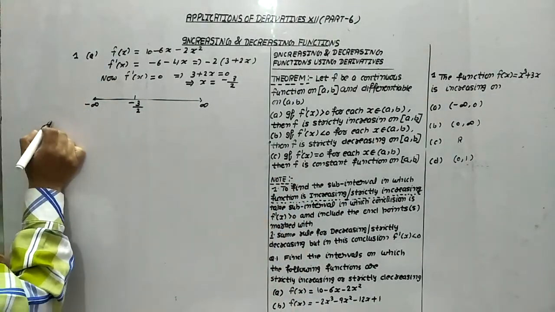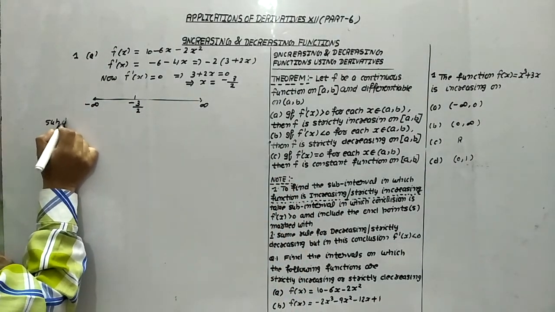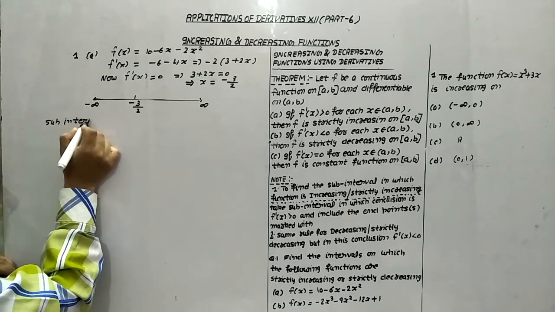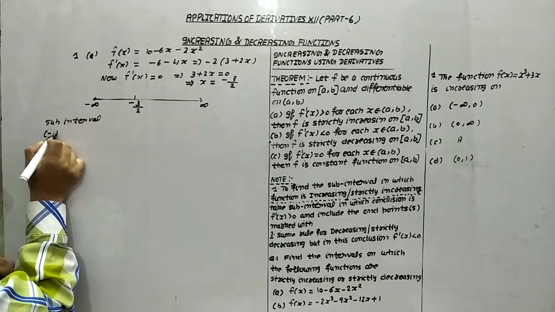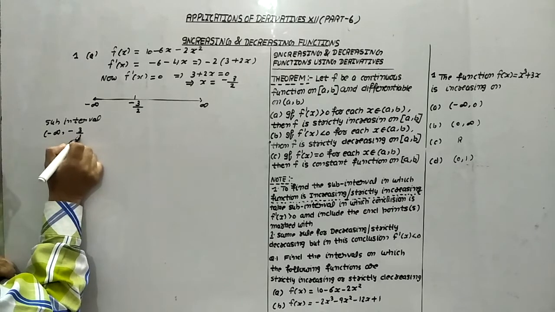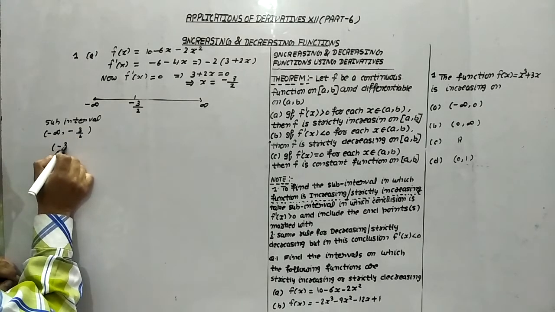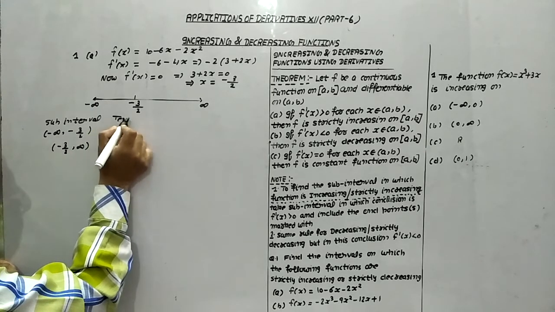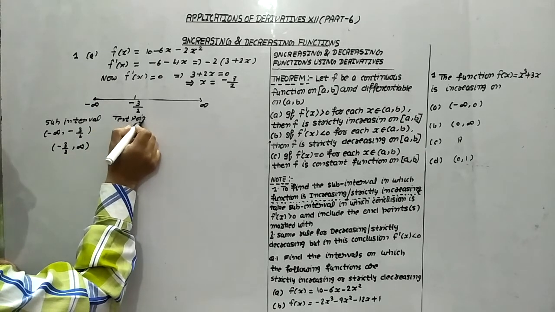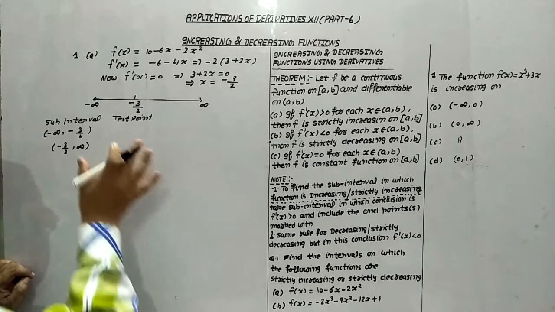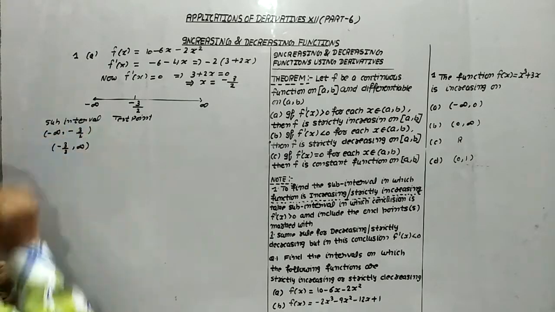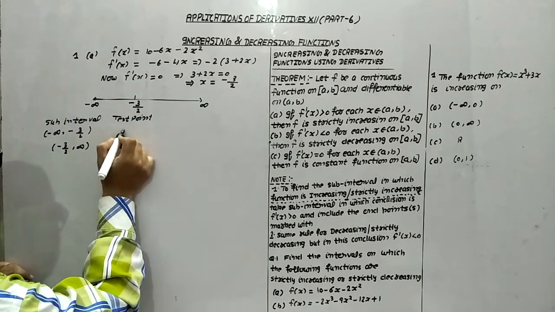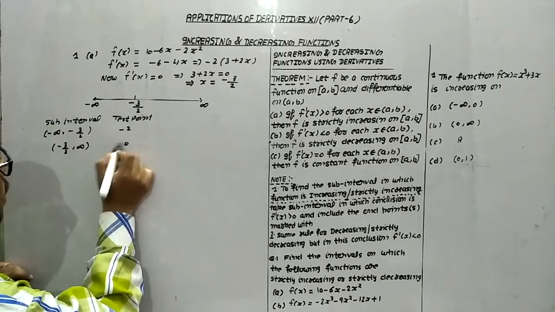Now, here we have the subintervals. What are the subintervals here? Two subintervals only. One is minus infinity to -3/2 and the second is -3/2 to infinity. Now we will take the test point. For this test point, we will take any point in each interval. Suppose that point is -2 here and 0 here.